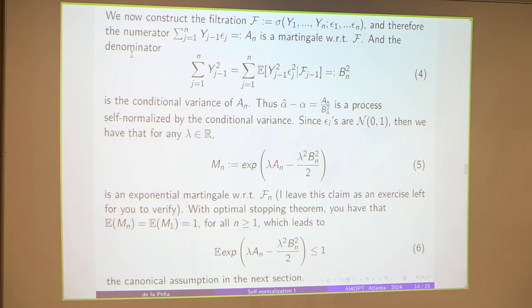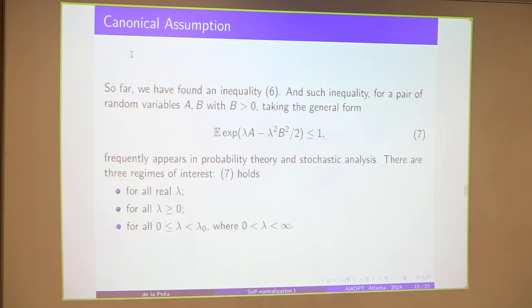So this is a martingale, and then using the optional sampling theorem, we have that the expected value of M_n is equal to the expected value of M_1, and this leads to the situation that this is actually equal to 1, but it's less than or equal to 1, which is what we call the canonical assumption. Okay, so I gave you an example of random variables which satisfy this condition.